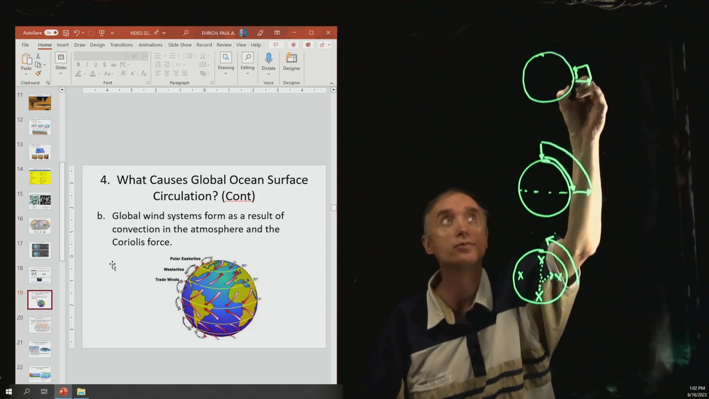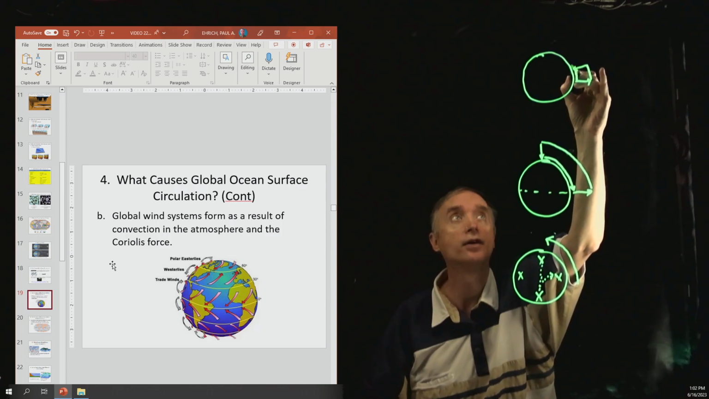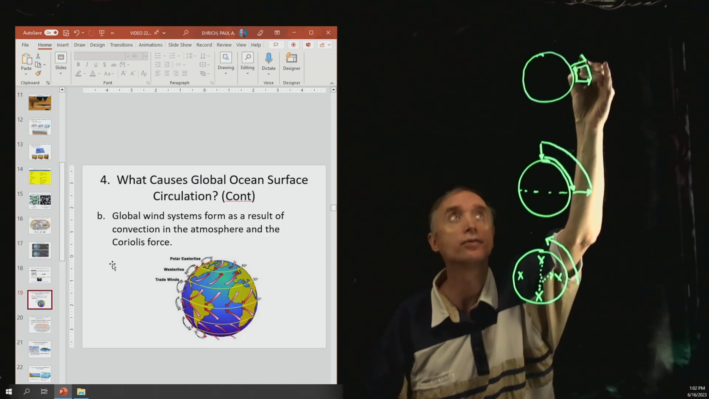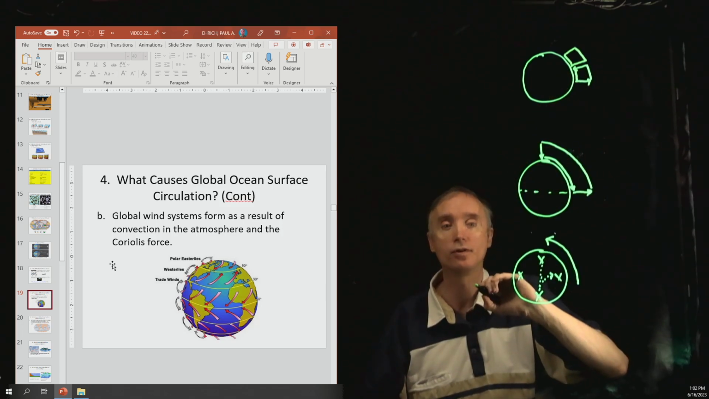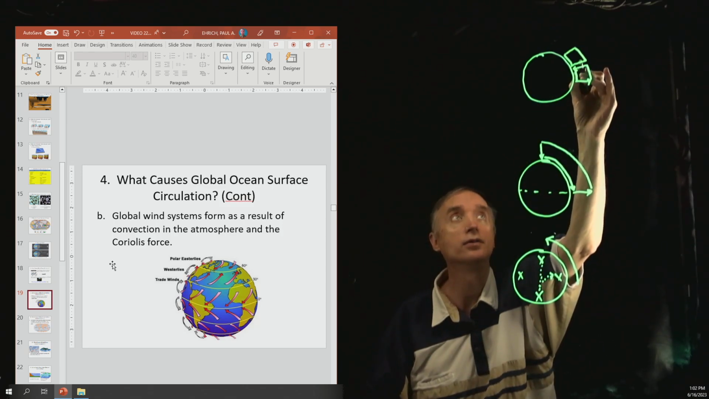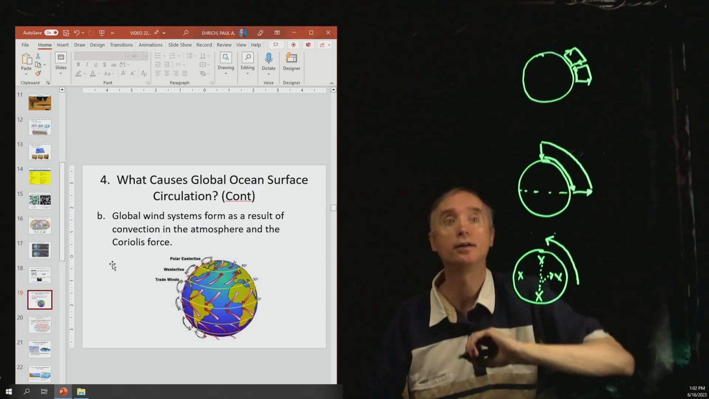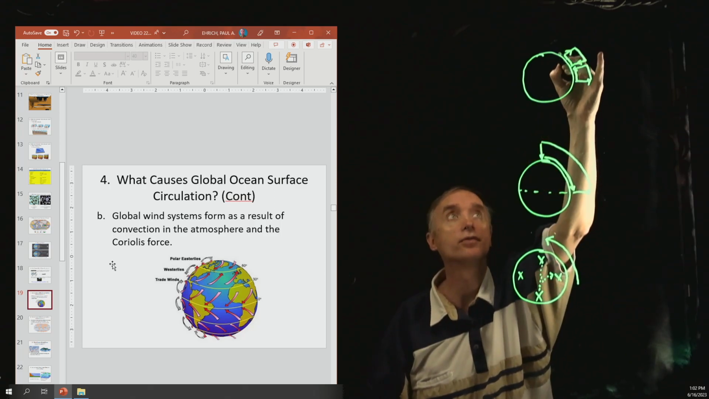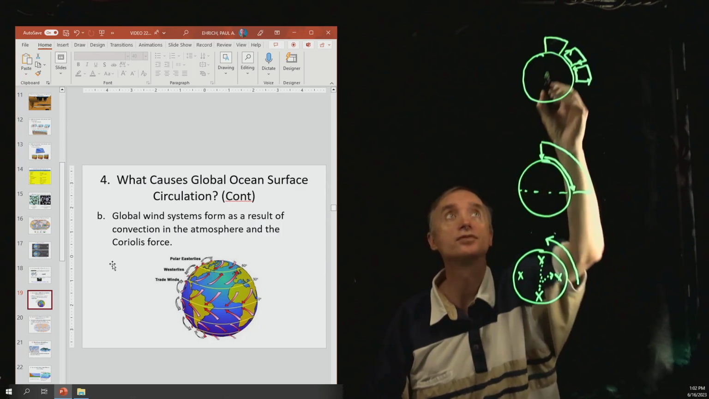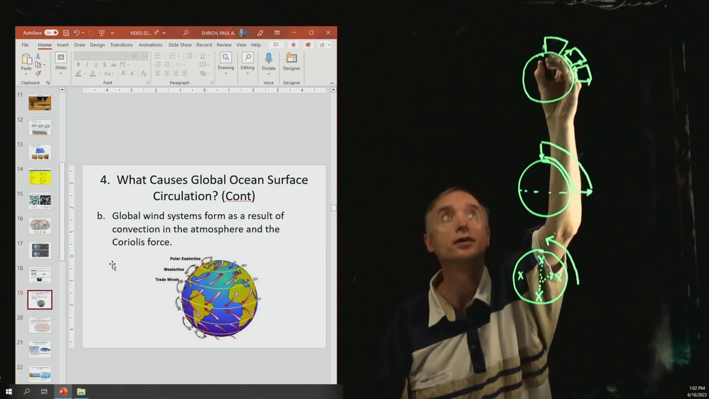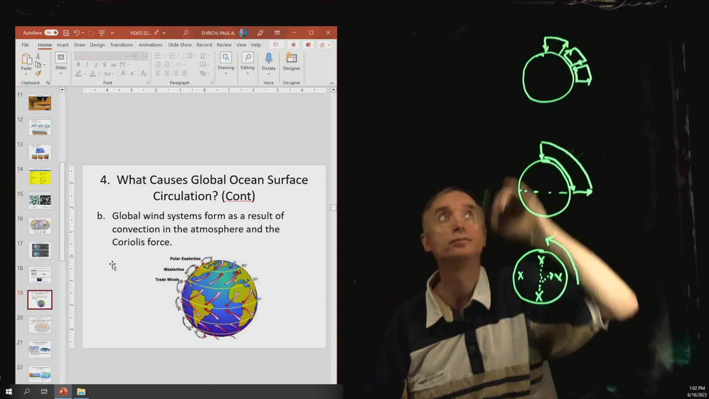And then it goes back to where it started from. Then you have another convection cell from 30 degrees to 60 degrees, but it's reversed. So here the air is coming down, here the air is going back up again. And then there's a third convection cell up here. And so here the air is coming down, and then the air is going up.